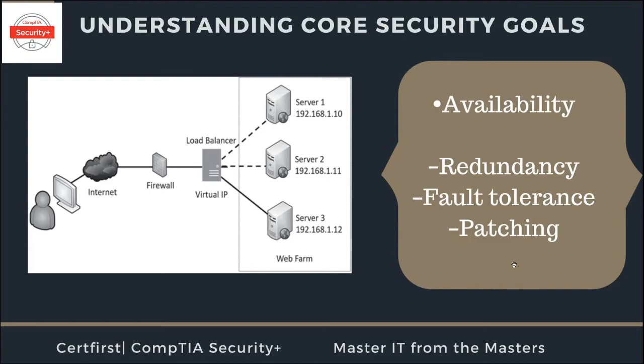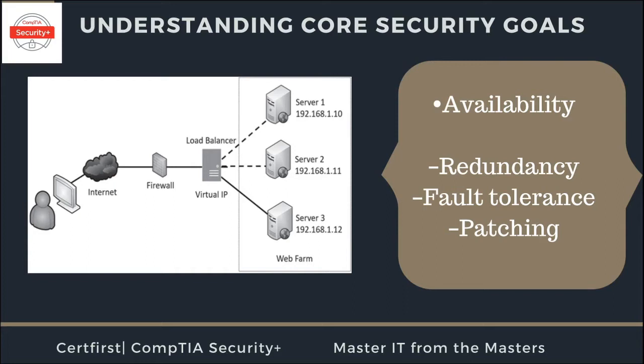Now let's talk about another one of the core security goals, availability. So this is the next pillar in our CIA triad. This means that the information is accessible when an authorized user needs to view it. Availability can be assured by many different components.